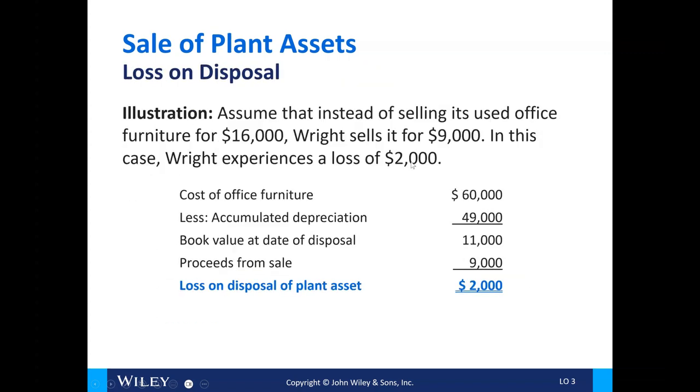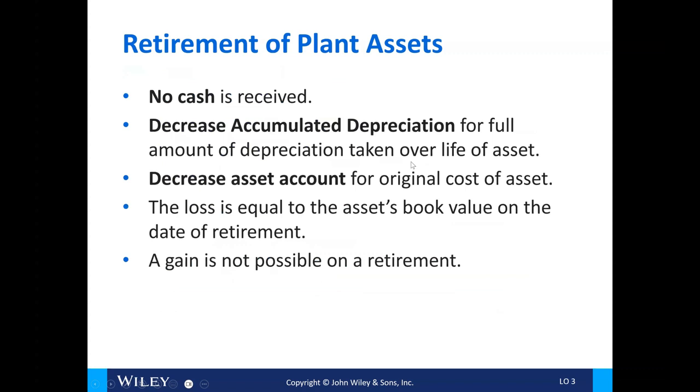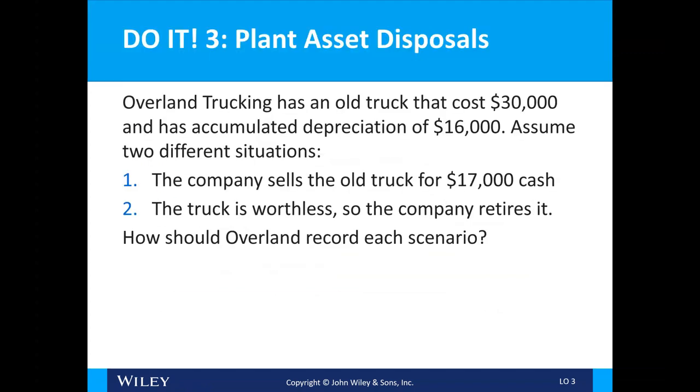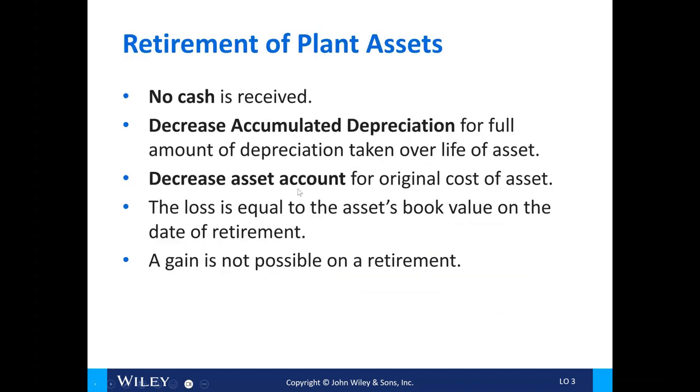Okay, let's just zip through here. Same thing with retirement of plant assets. In some cases, there may not be a market for it, and your salvage value is 1,000, but you have to just give it up, and so you get nothing for it. So that's a loss on disposal of $1,000. You can see here the loss is equal to the asset's book value on the date of retirement.